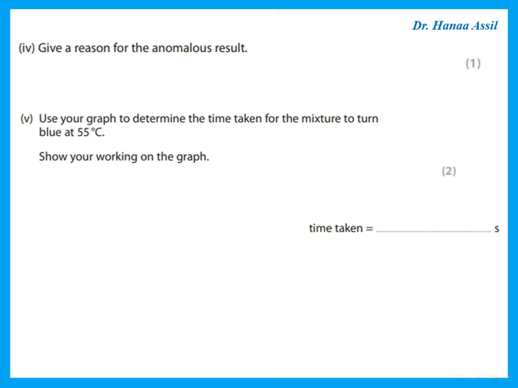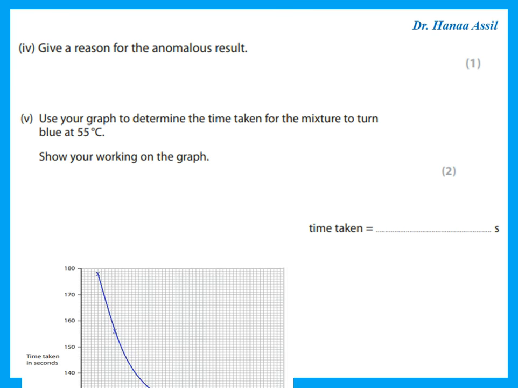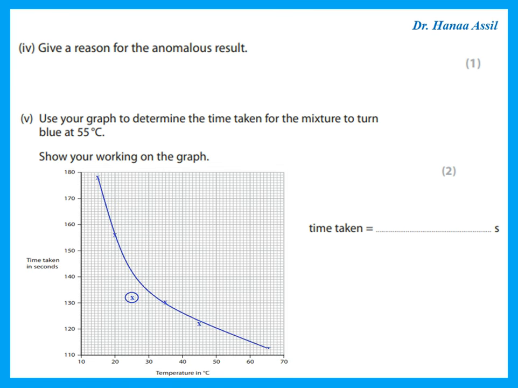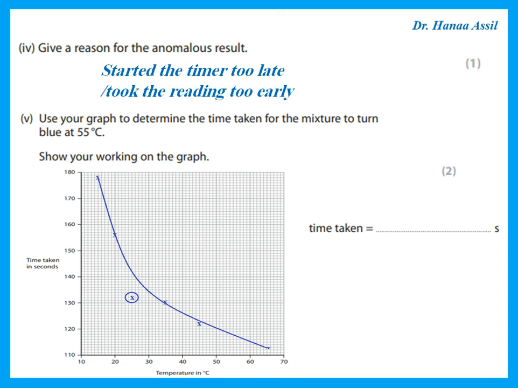Then he's saying, give a reason for the anomalous result. Why is it, do you think, that the student got a value lower than the curve? So he got a time, the time that he measured is less than what it should be. So what do you think may have happened? Well, maybe he started the timer too late, then the time he measured is less than what it should be, or he took the reading too early at the end so that he did not get the correct time.